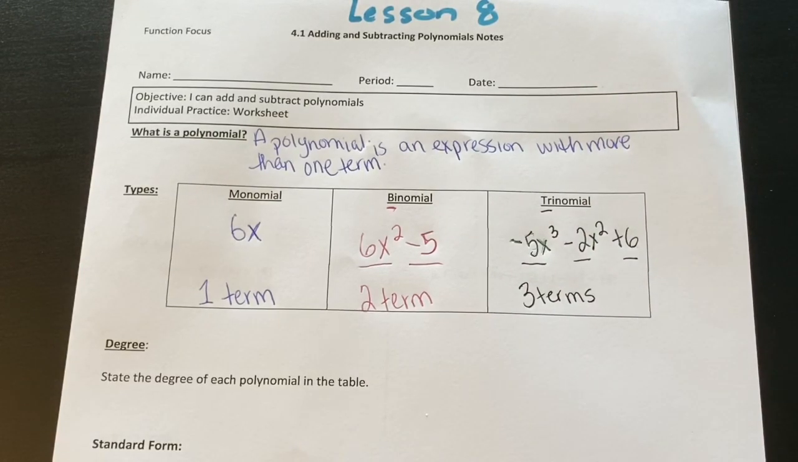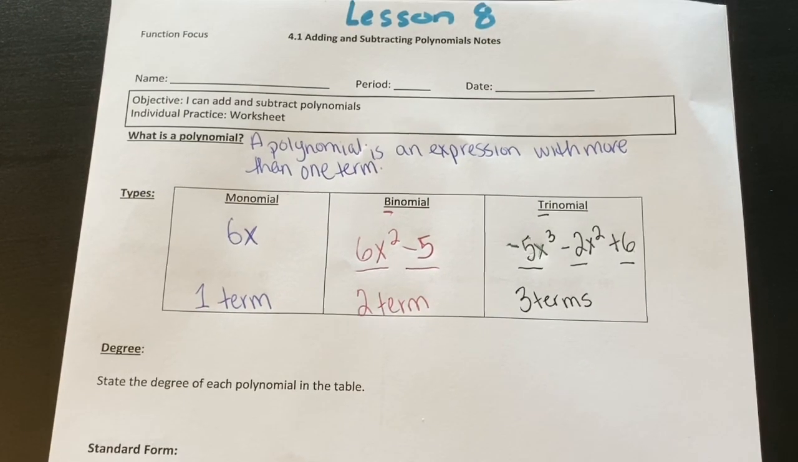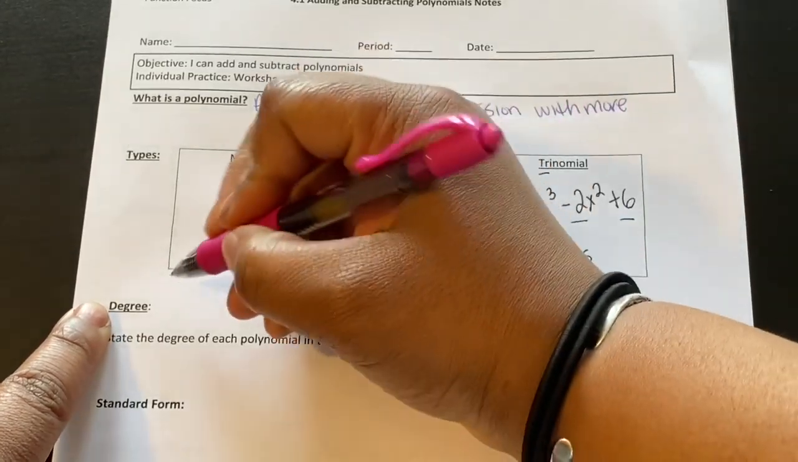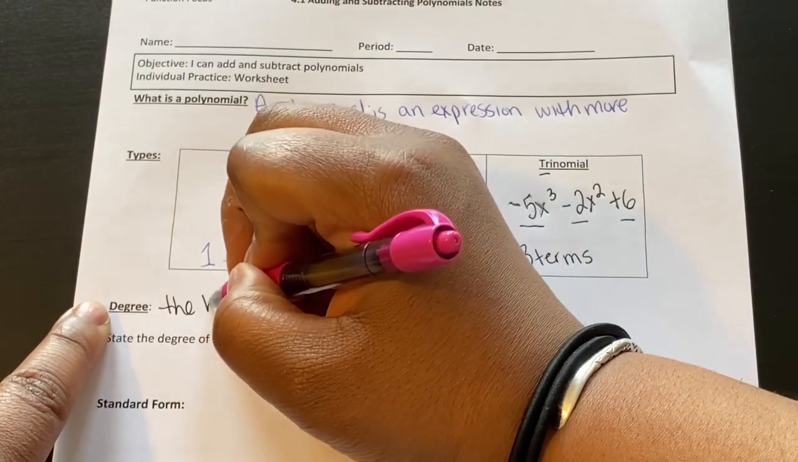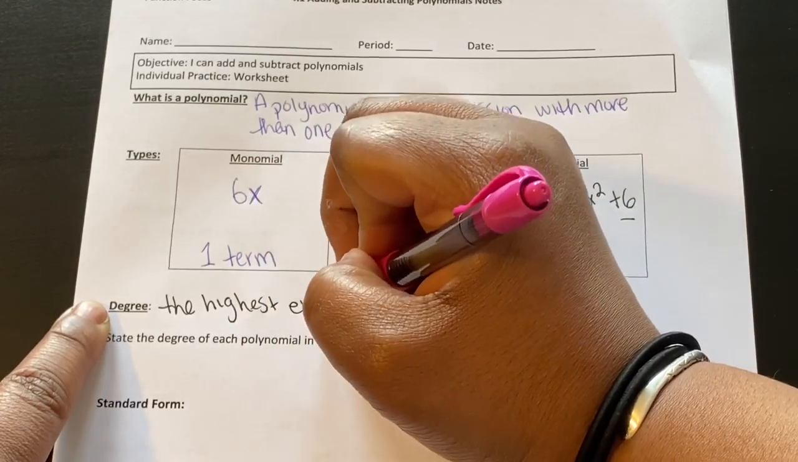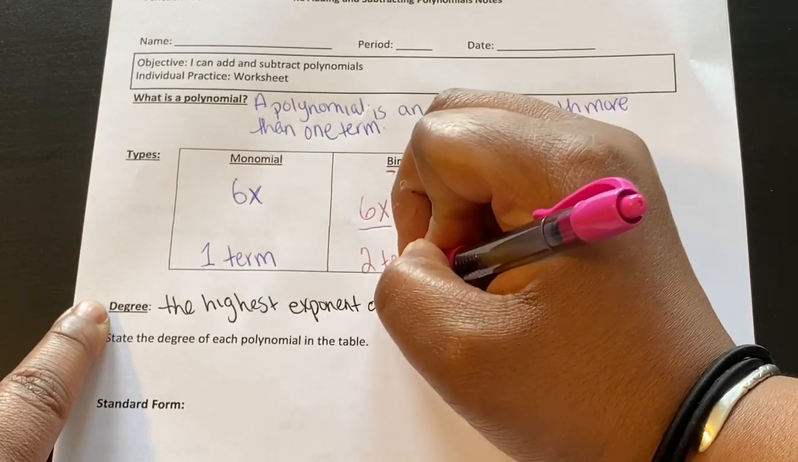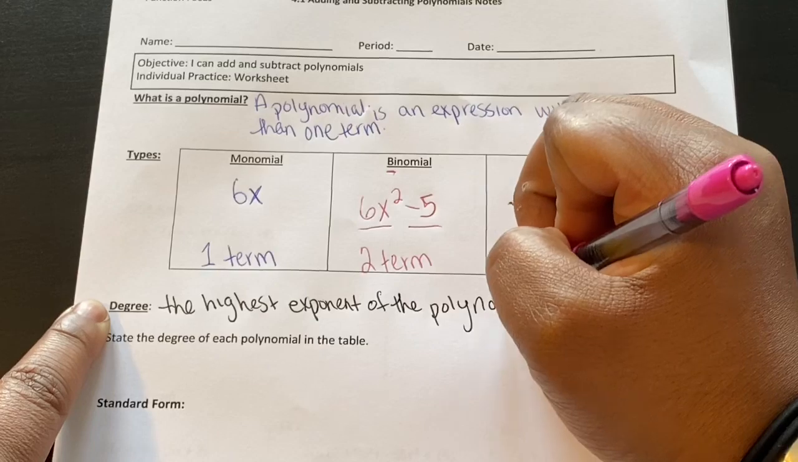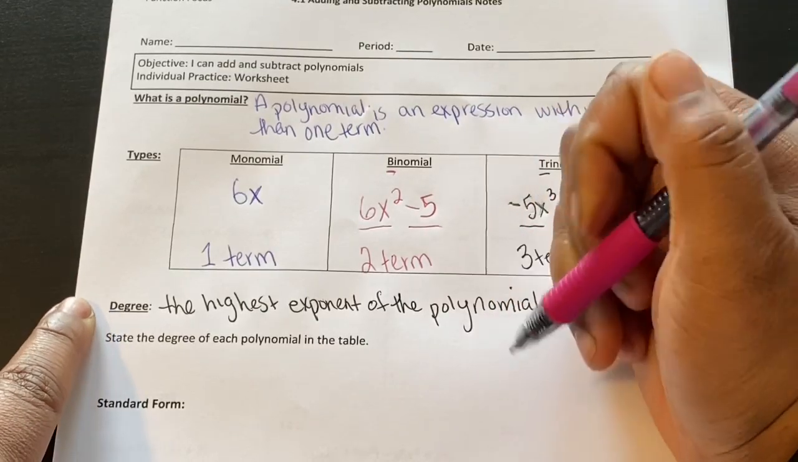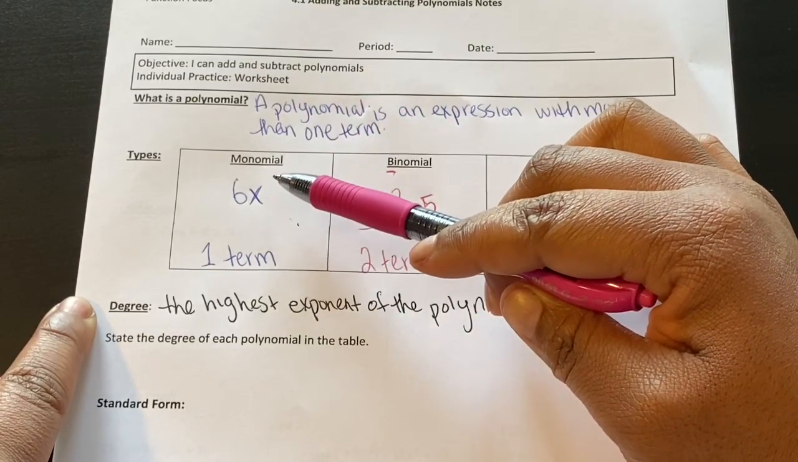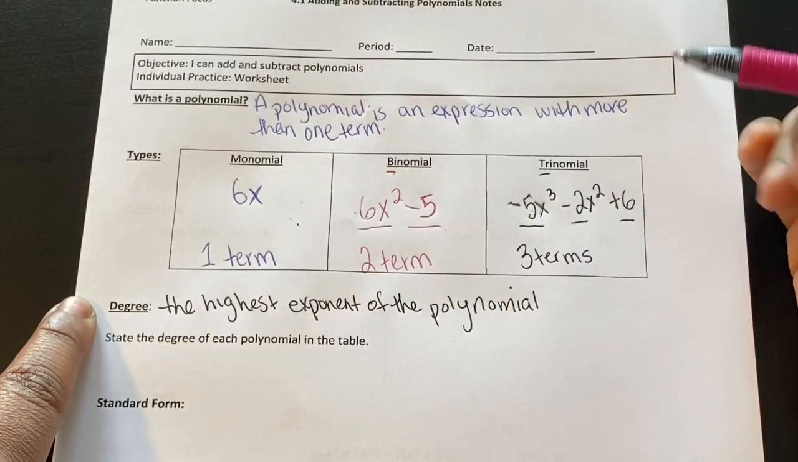Okay, now each of these polynomials has a degree. The degree of a polynomial is the highest exponent of the polynomial. So the degree is the highest exponent of a polynomial. So looking at this table, let's state the highest degree of each of these polynomials.